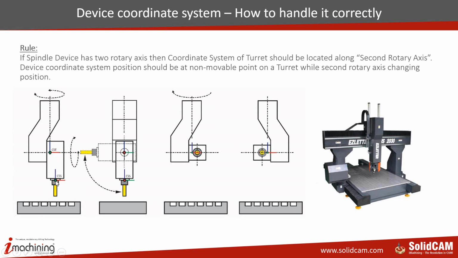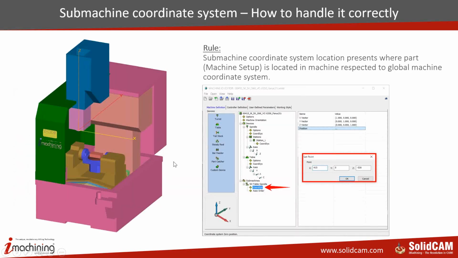And also, here is the position of the coordinate system of the station that needs to be related to the coordinate system of the turret, and you need to shift it here. Now, regarding the coordinate system of the station, together with the coordinate system of the spindle, we are coming to the topic of submachine coordinate system. And all those three really affect whether you get the correct axis limit error while you generate the G-code. Okay, this is all about it.